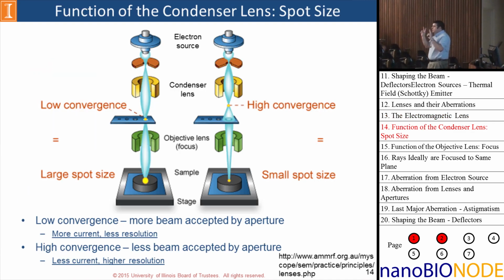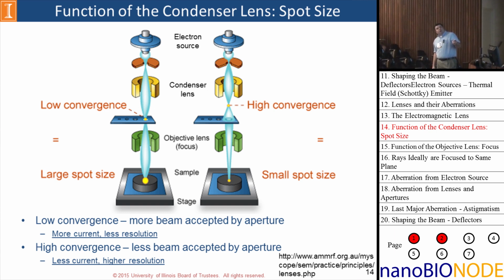The lenses. There are two primary lenses that we use in an electron microscope. The first one is the condenser lens. The condenser lens sets the spot size of the probe. And how it works is that up here we have our electron source, our anode, and the condenser lens right below it. Based on the convergence of the condenser lens, we set the spot size. So when the condenser lens is in a low convergence point, in a weak lensing condition, all the beam is going to pass through this limiting aperture.